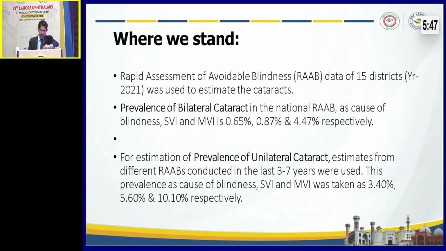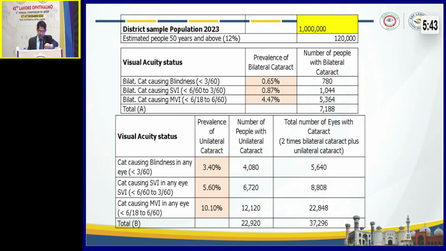And these findings are present in the RAB survey. As an example, if we take a geographical area with 1 million population, we just need to put the numbers there, which are mentioned in the yellow color. All of the data will automatically come in front of our eyes.